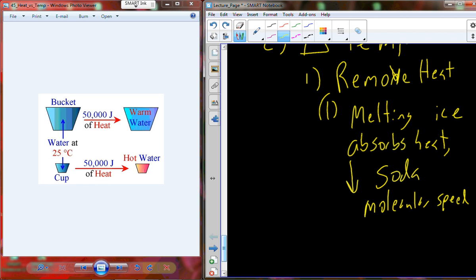So when you throw ice in a Coke, it's not really to have that ice that's cold to the touch cool down the Coke. It's to absorb the heat from the Coke to reduce the molecular speed of the molecules. The ice molecules are going to speed up at a much slower rate than the molecules of soda as they cool down.